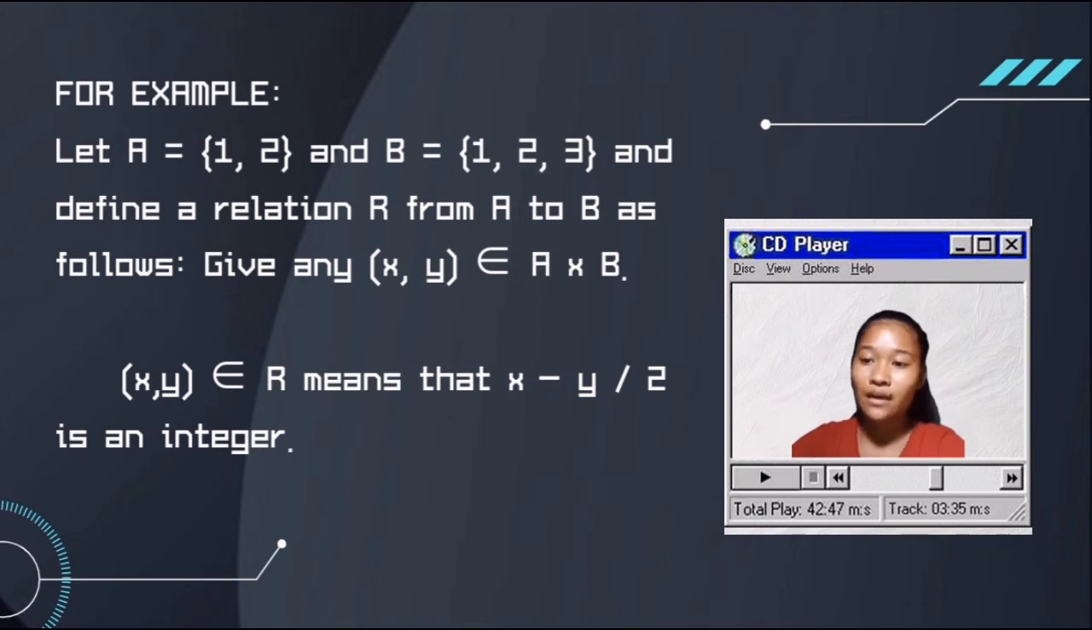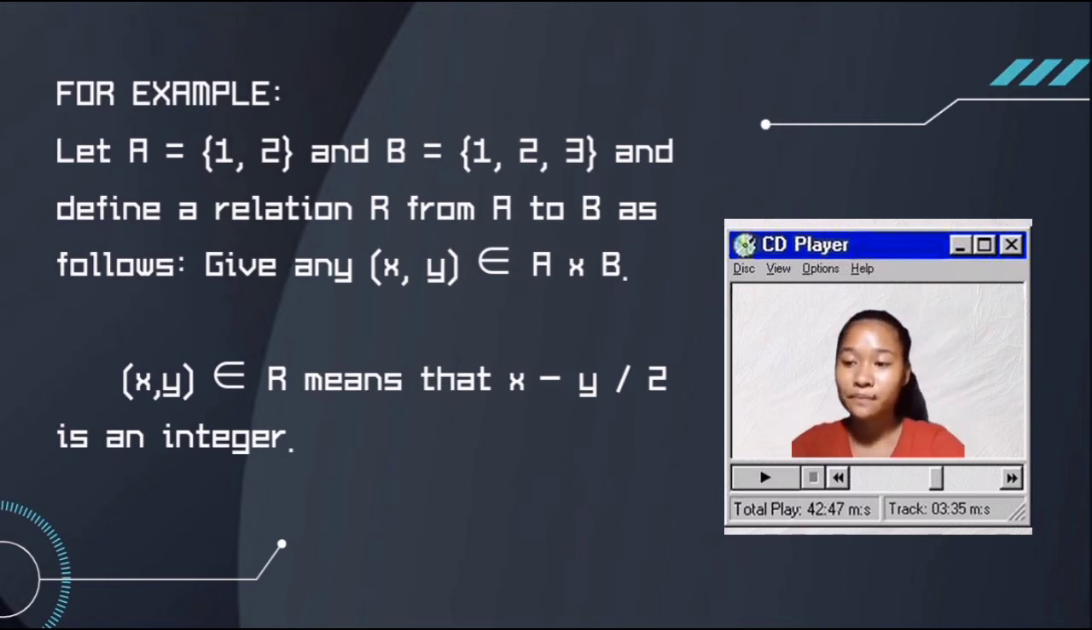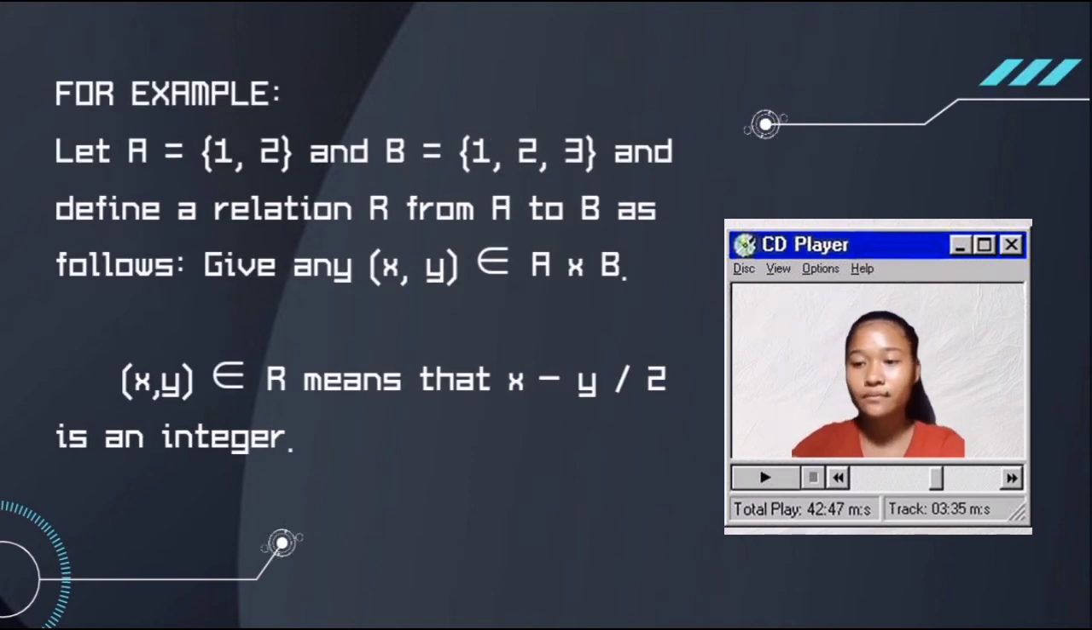and B equal 1, 2, and 3, and define the relation R from A to B as follows: given any x and y in the product of Z and Z, x and y is an element of relation R, which means that x minus y over 2 is an integer.